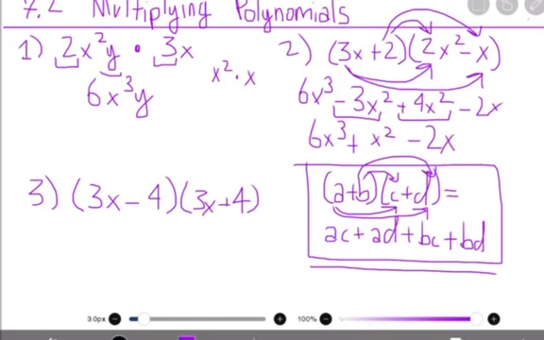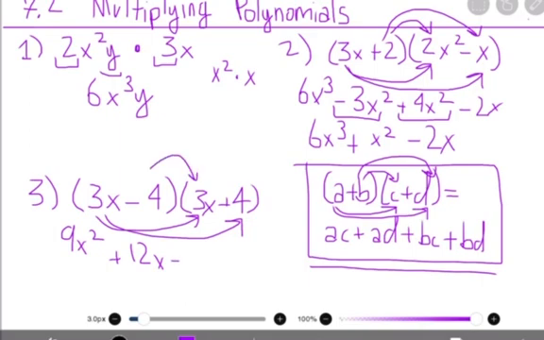The third question, we can do the same thing. We first will multiply 3x times 3x. We get 9x squared. Next, we'll multiply 3x by 4. We'll get plus 12x. Next, we'll do the same thing for the second term. Negative 4 by 3x, we get negative 12x. And then negative 4 times positive 4, we get negative 16. And we can cancel out positive 12x and negative 12x, and then our final answer is just 9x squared minus 16.